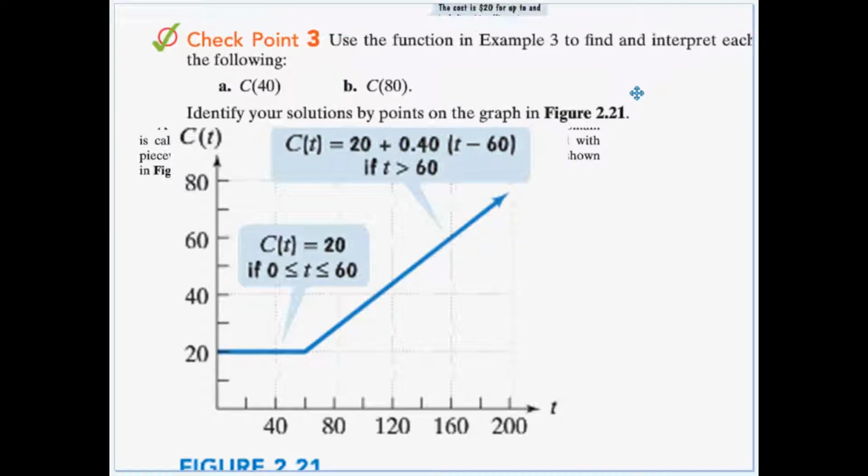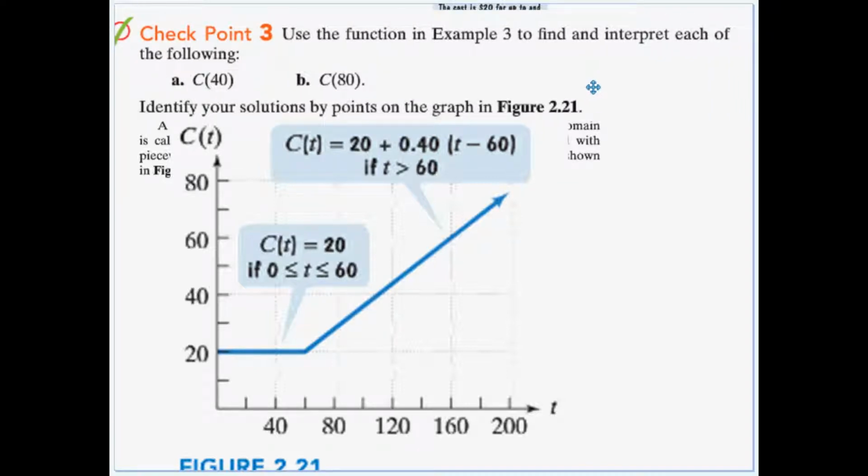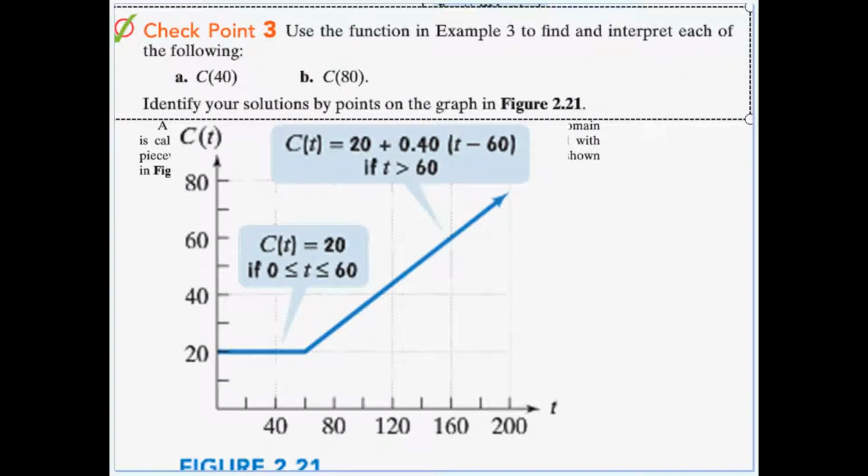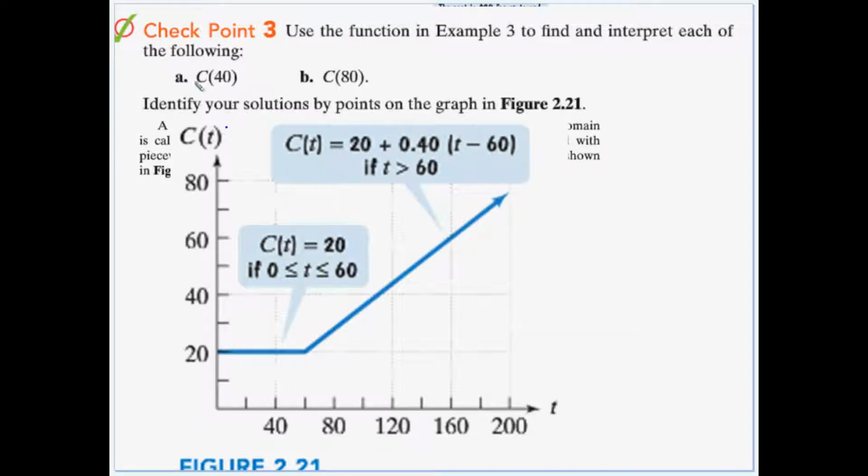There it is. So use the function in example 3 to find and interpret each of these. So C of 40. 40 is in between 0 and 60. Right here is 40. If we look up, we're still on the flat part of the graph. So C of 40 is 20. We're still paying the flat rate of up to 60 minutes. So there we didn't even use all of our allotted minutes.